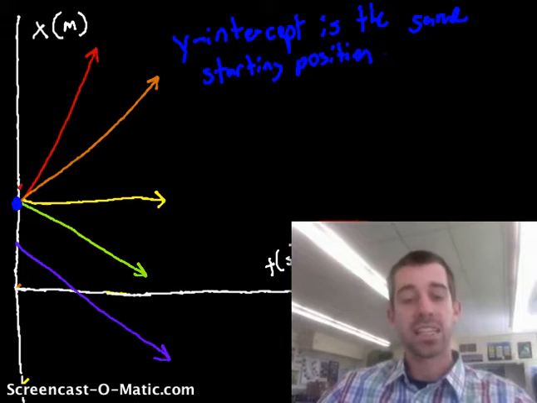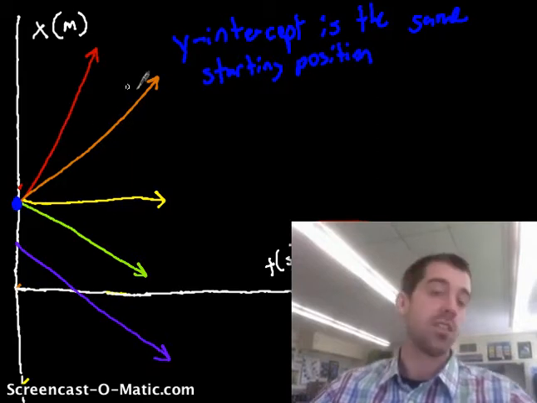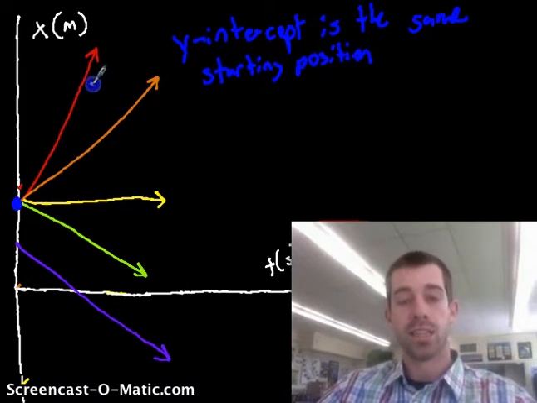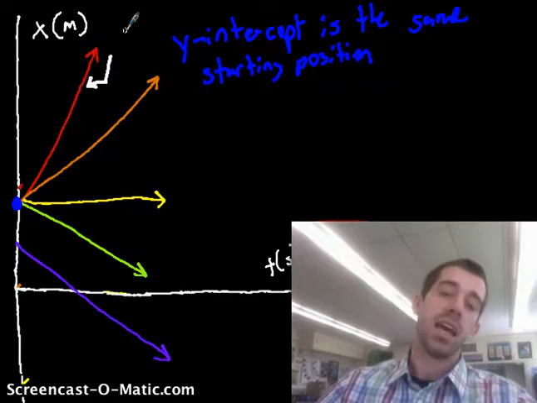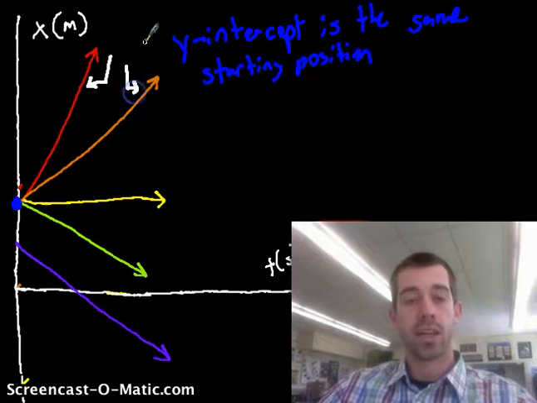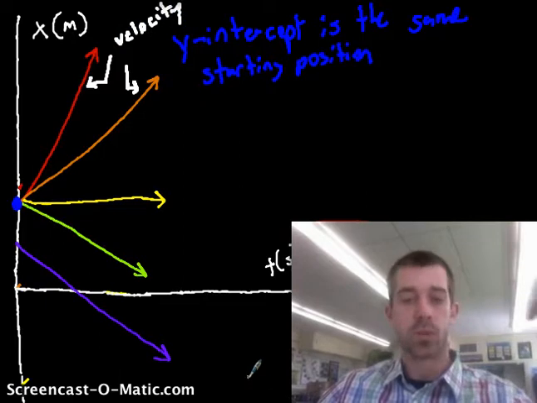Okay. The next thing we need to look at is the slope of these different lines. So we notice that the red line has a very steep positive slope, whereas the orange line has a less steep positive slope. So that means they have different velocities. The simplest way to say that, since this has the greatest slope, is that the red one has the greatest velocity, whereas the orange one has less velocity.